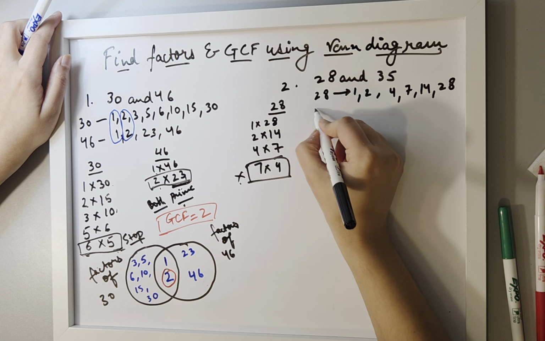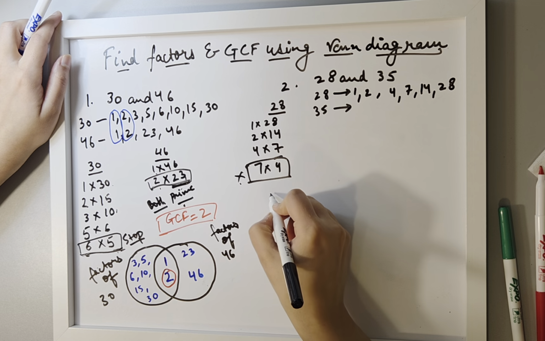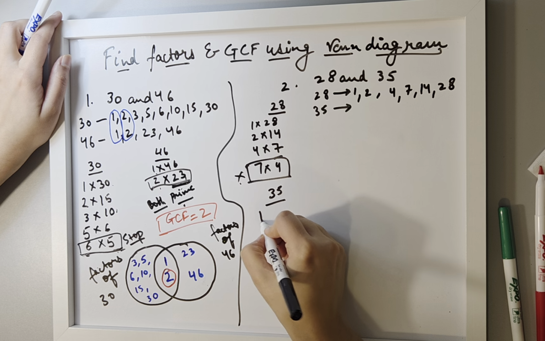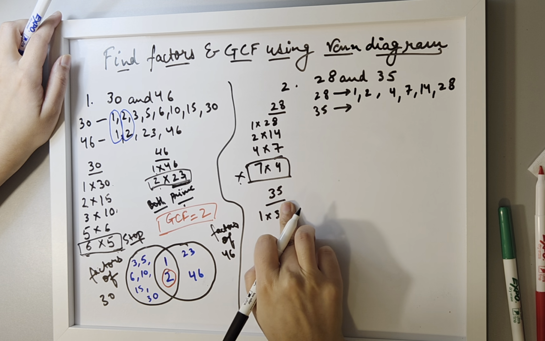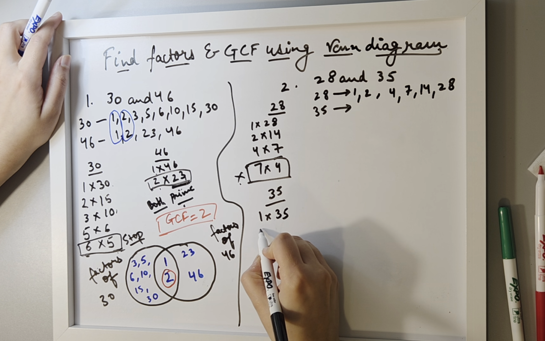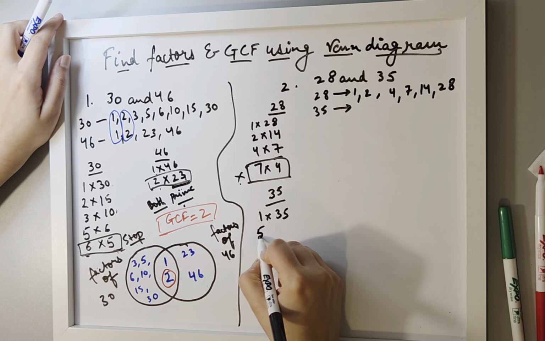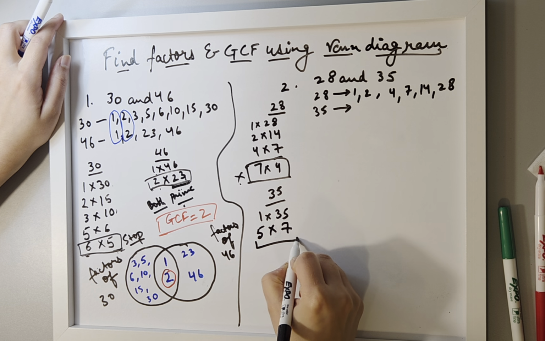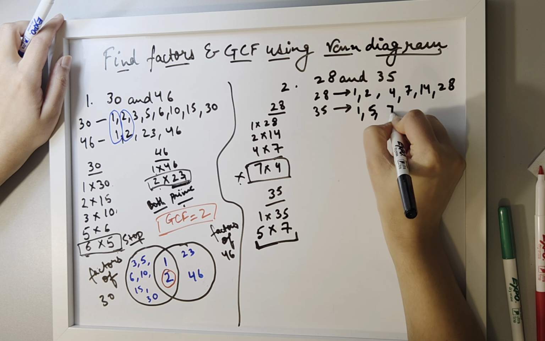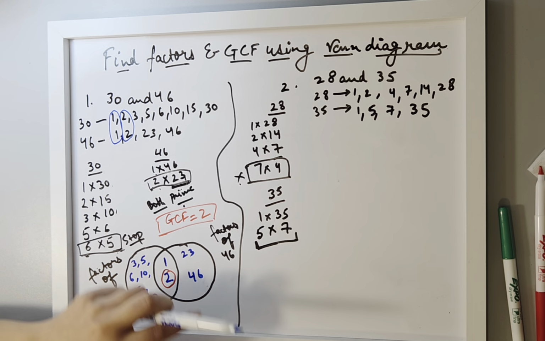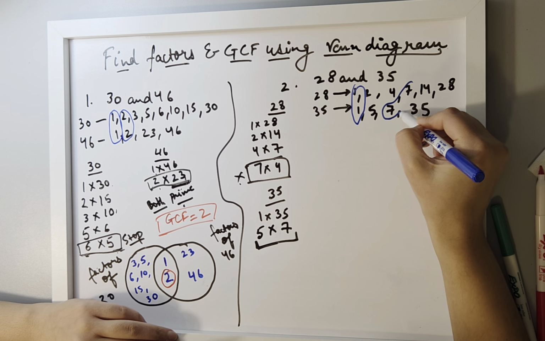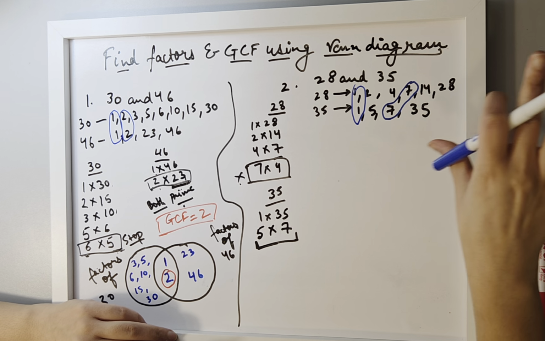Okay, now for 35. So if we try to solve for 35, 1 into 35, then 2, no, 3, no, 4, no, 5. 5 sevens are 35, but both are prime. 5 is prime, so we can stop here. So it will be 1, 5, 7 and 35. Okay, and which are the common ones? 1 and 7. These are only the common ones.